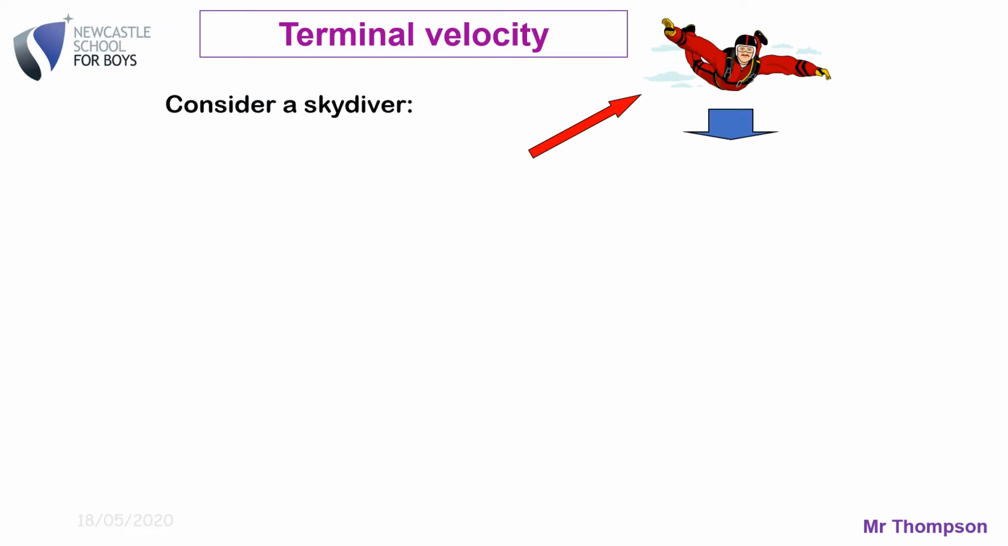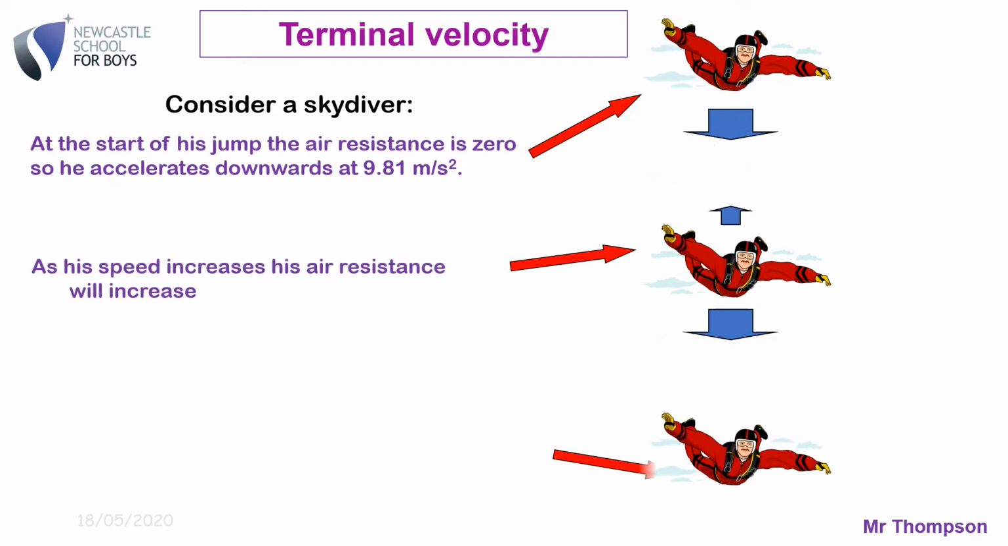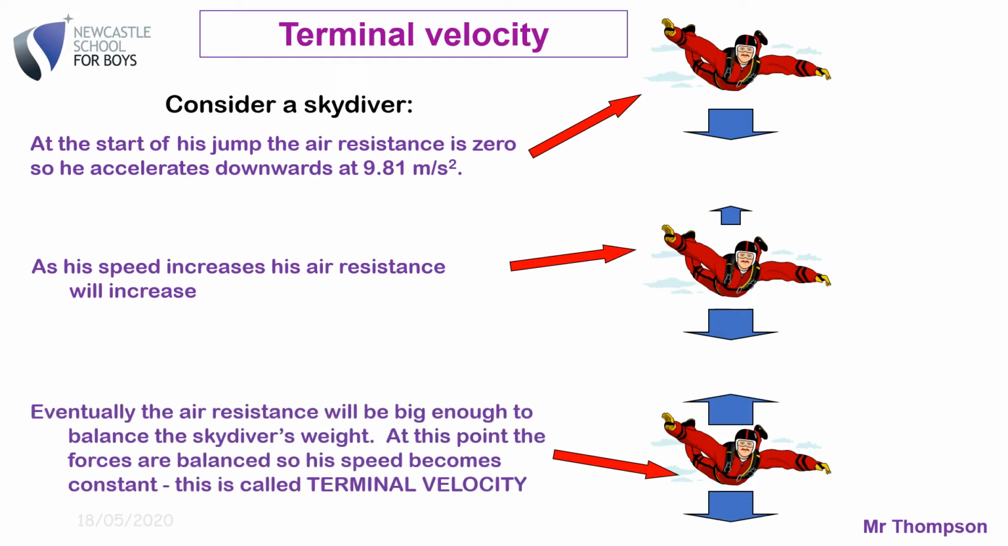So a skydiver, you need to draw these diagrams and write with me. Initially, when he first jumps out of the plane, there is no air resistance. So he accelerates at an acceleration of 9.81 meters per second squared on Earth. After some time, air resistance will take effect and therefore his acceleration will not be as much. Then after a certain time, when he's traveling at quite a speed, the air resistance will be significant enough to match his weight, and therefore you'll get balanced forces.